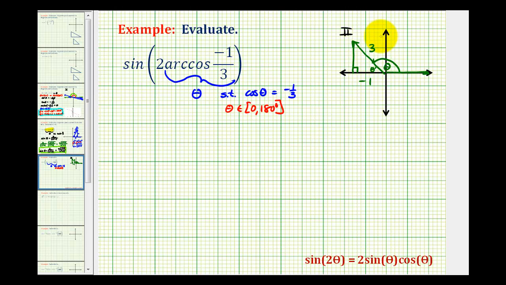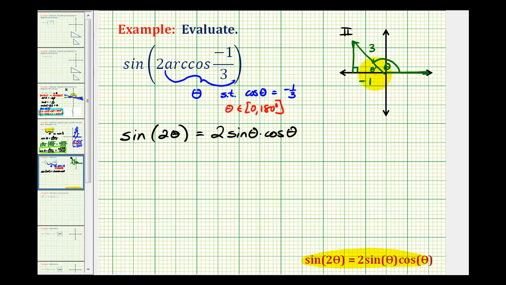Now that we've modeled angle theta, let's go back to our expression. We can now rewrite this as sine of 2 times theta, or 2 theta. So this expression actually requires a double angle identity for sine 2 theta, which I provided here below just in case we need the review. So our given expression is going to be equal to sine 2 theta, which is equal to 2 times sine theta times cosine theta. So if we can find sine theta and cosine theta, then we can evaluate this expression.